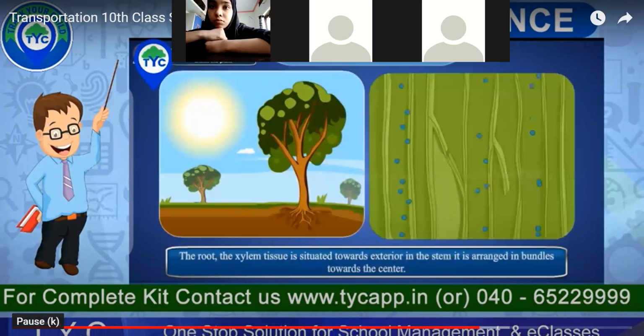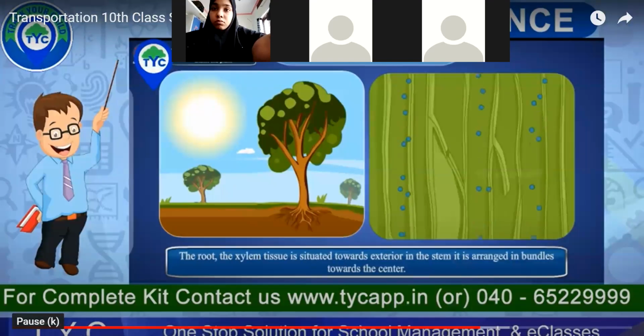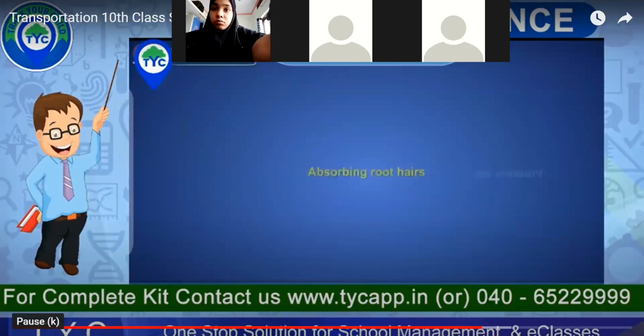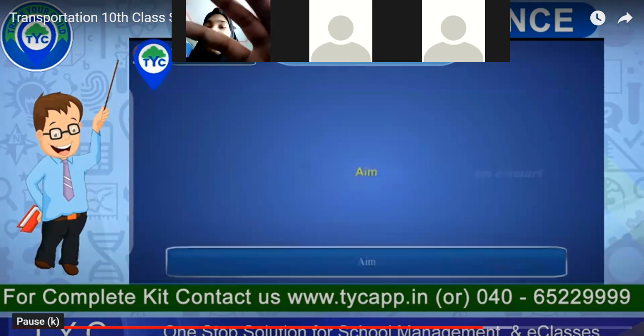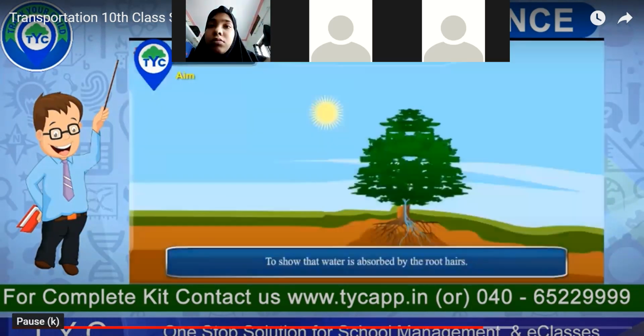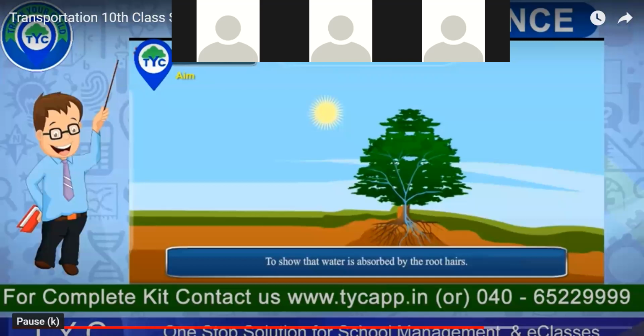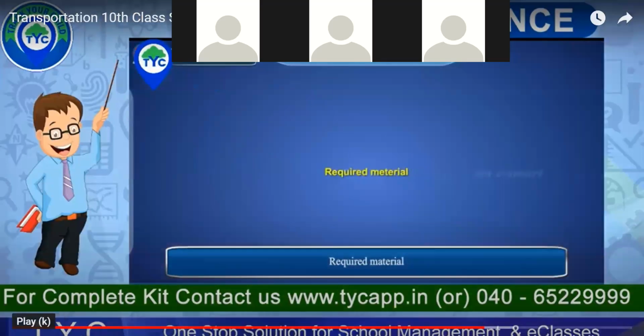The root contains the xylem tissue situated towards the exterior in the stem, arranged in a bundle towards the center. Let us see this activity to see how water is absorbed. The aim of the experiment is to show that water is absorbed by the root hairs. The tissues present in the roots show upward pressure. So water absorbed by the underground roots is supplied to all parts of the plant, including leaves.